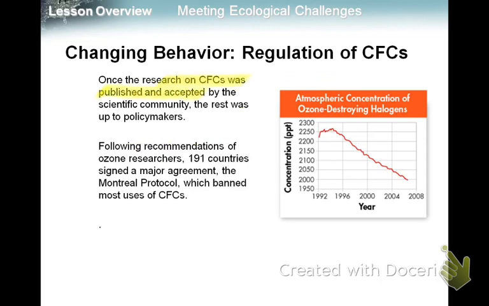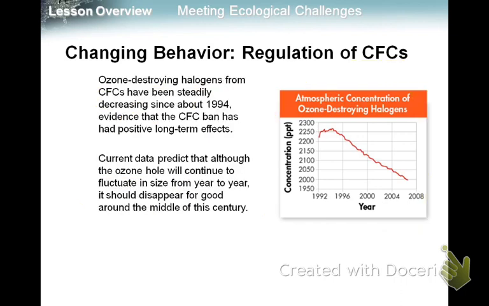Once the research was published and accepted by the scientific community, it had to go to policymakers. 191 countries signed an agreement called the Montreal Protocol, which banned the use of CFCs. And what you see here is a decrease in the concentration in the atmosphere of those CFCs. They've been steadily decreasing since about 1994 in the atmosphere, and the CFC ban has shown to have had long-term positive effects.